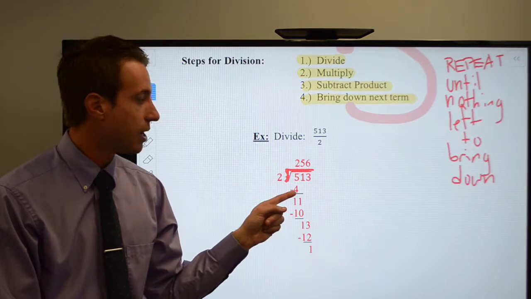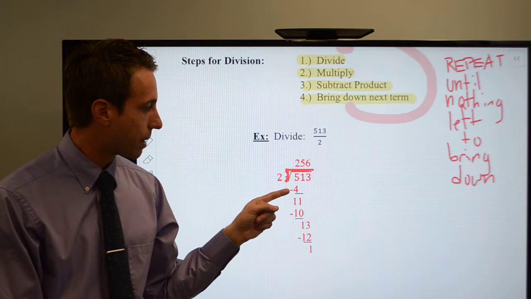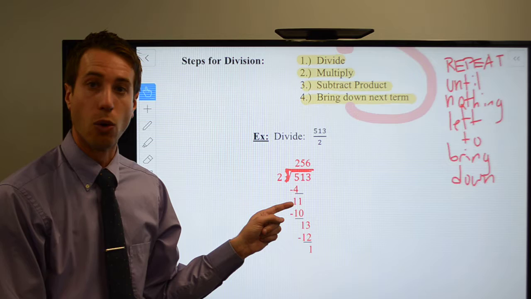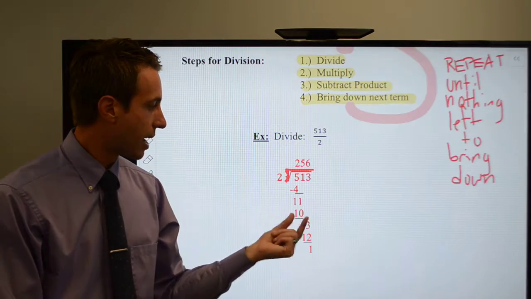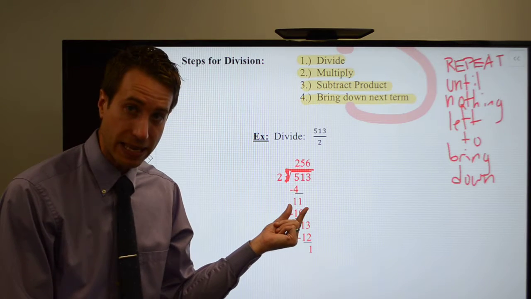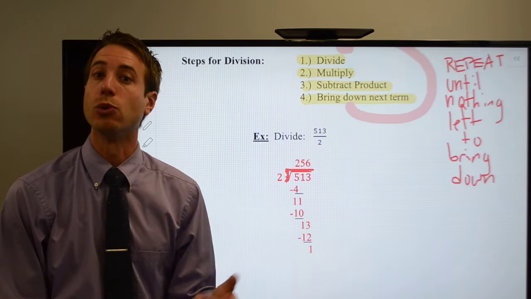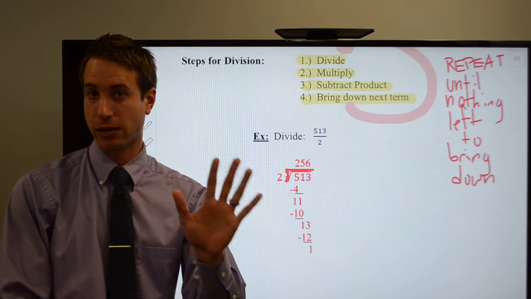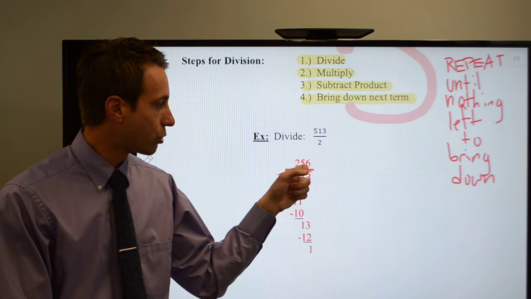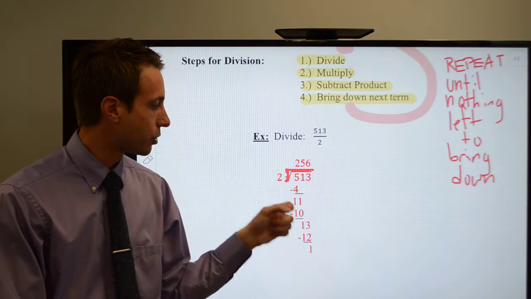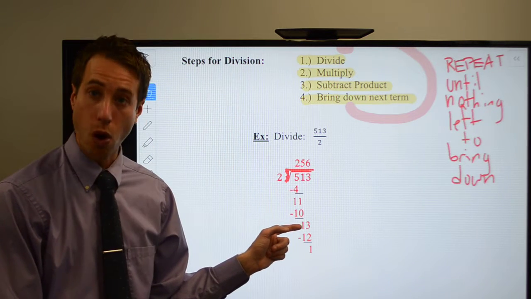2 times 2 is 4. I then subtract the product, so I put a minus sign here, and 5 minus 4 is 1. Last step, bring down, so that 1 comes down. I now have 11, and I repeat the process. How many times does 2 go into 11? Well, 2 will go into 11 5 times, because 2 times 5 is 10. So that 5 goes up in my quotient. Then I go to multiply. 5 times 2 is 10. Then I go to subtract. 11 minus 10 is 1.